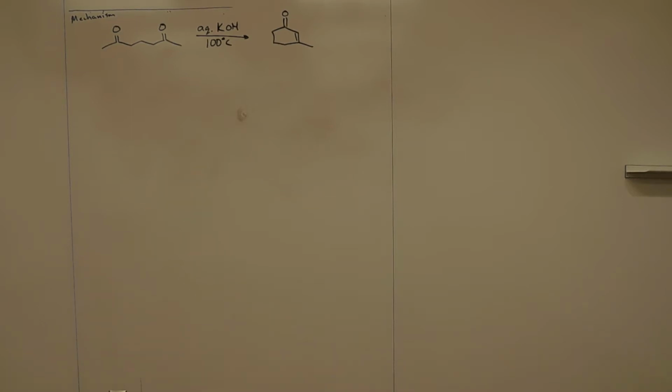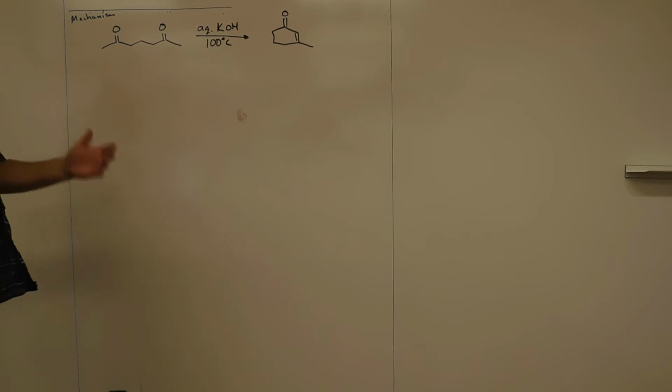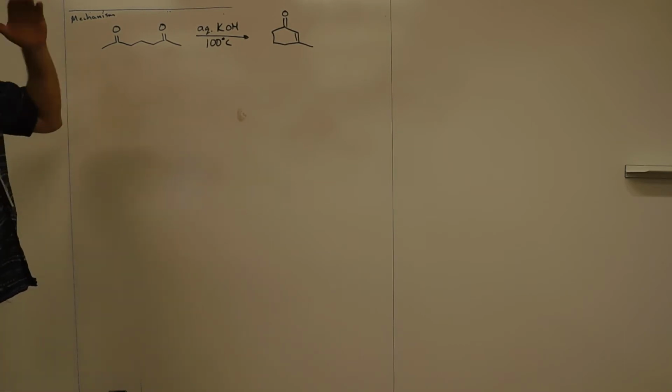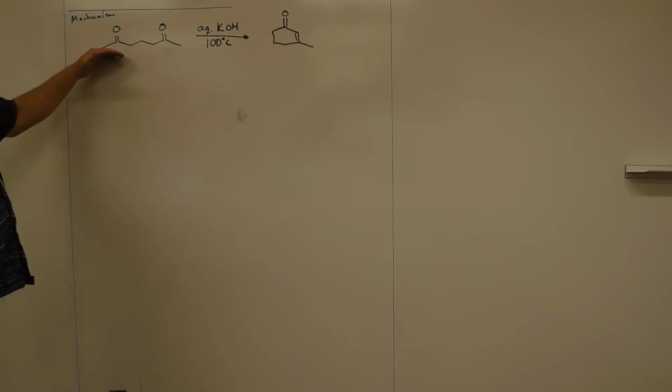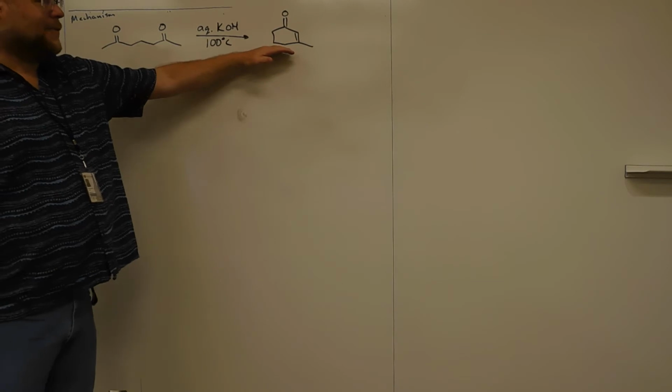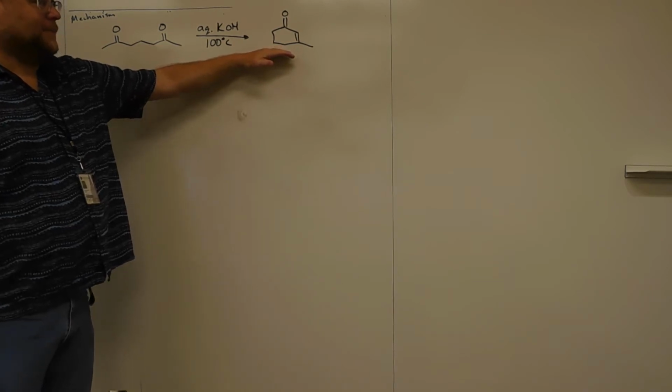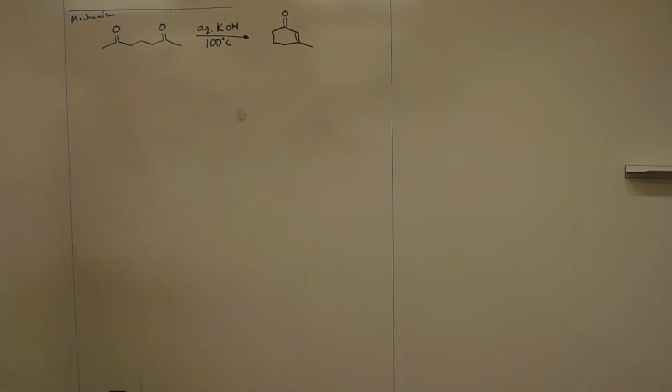Okay, this is a mechanism problem. So we've got a symmetrical diketone on the left. We're going to treat that with aqueous hydroxide under refluxing conditions. It's going to boil. It's 100 degrees. It's hot. So symmetrical diketone, aqueous hydroxide at 100 degrees. We get this alpha-beta unsaturated ketone. Hit pause, come up with a mechanism for this reaction.